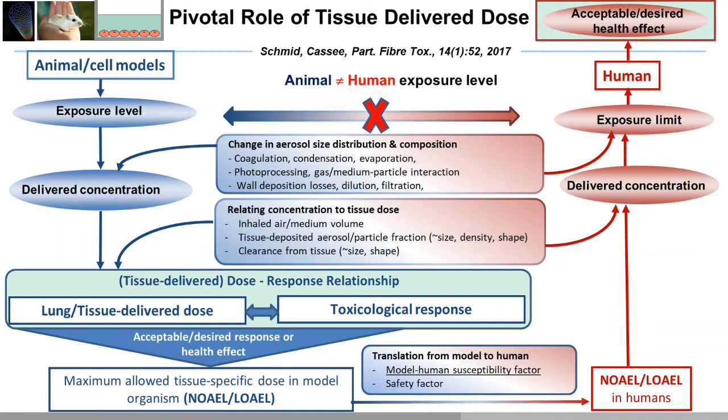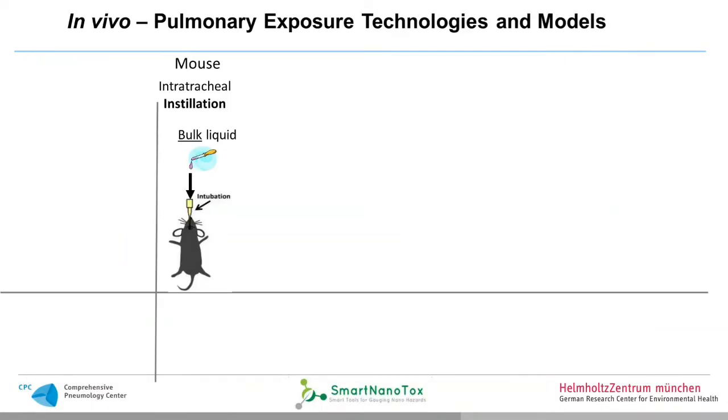You have to go the cumbersome way from exposure level in your model to tissue delivered dose, and then you have to translate tissue delivered dose back into exposure limit for humans. But this can be done. The models are there. The understanding is there.